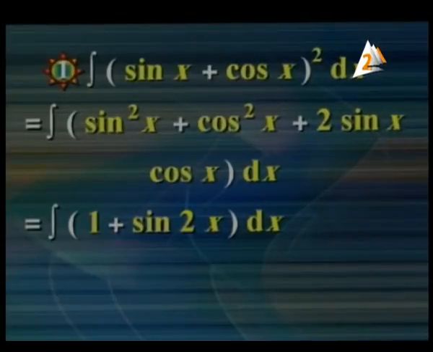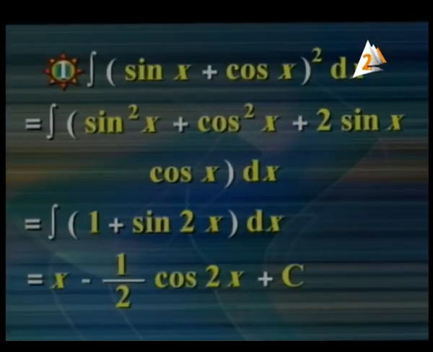from trigonometry, in the last period, the last year, we deduced what sine 2x is: 2 sine x cosine x. We convert 2 sine x cosine x to sine 2x. We convert sine square x plus cosine square x to 1. The integration of sine x plus cosine x inside the bracket, all to the power 2, dx, changes to the integration of bracket contains 1 plus sine 2x dx.